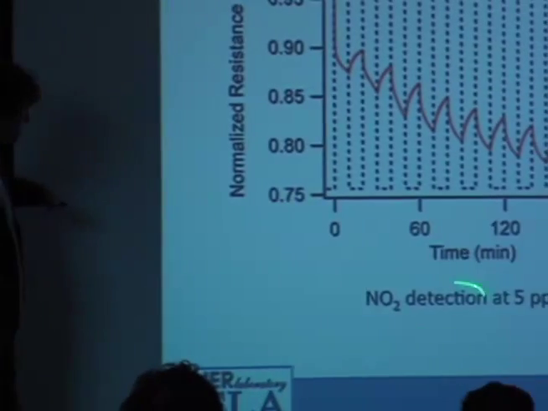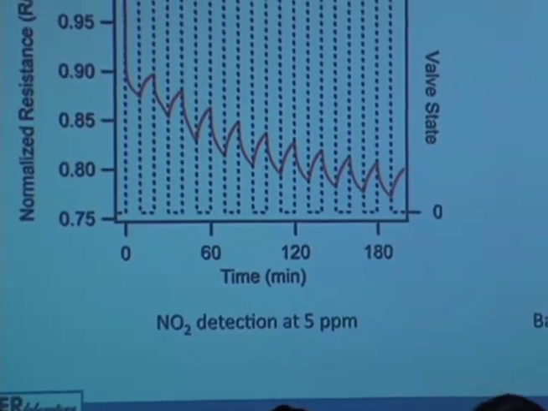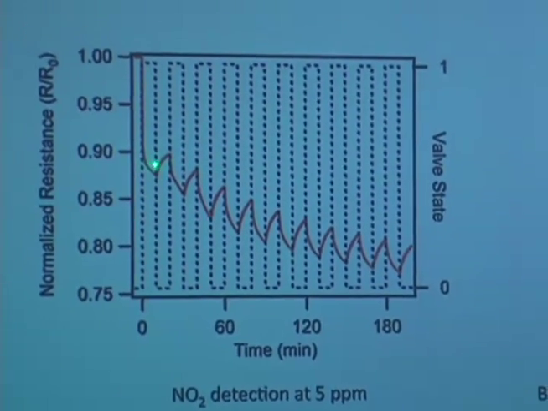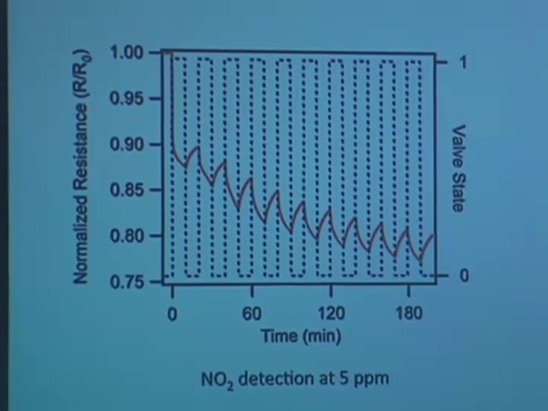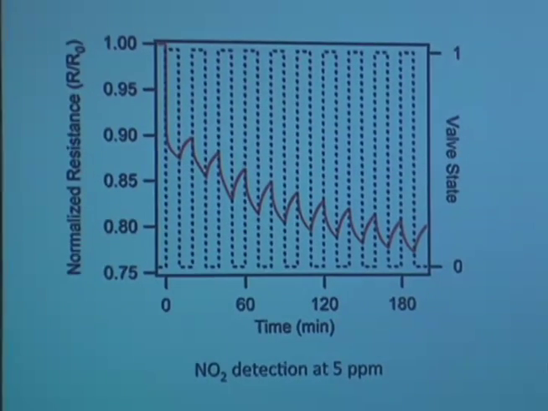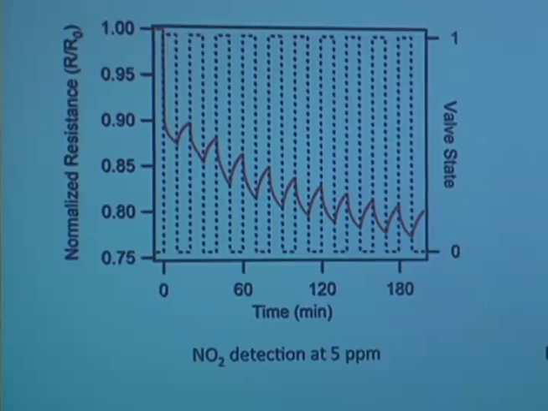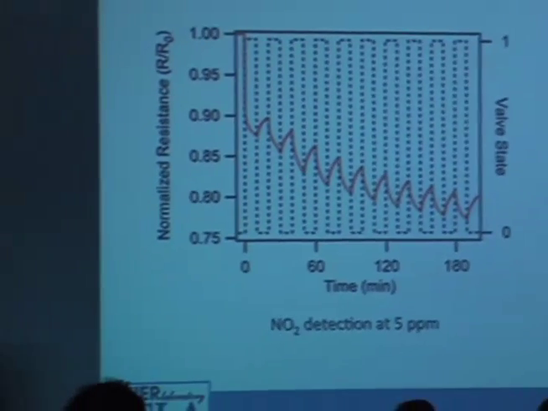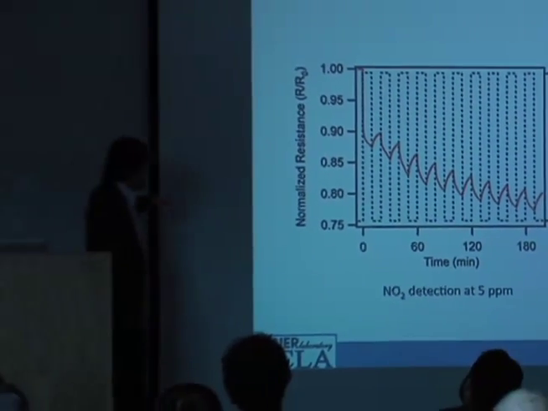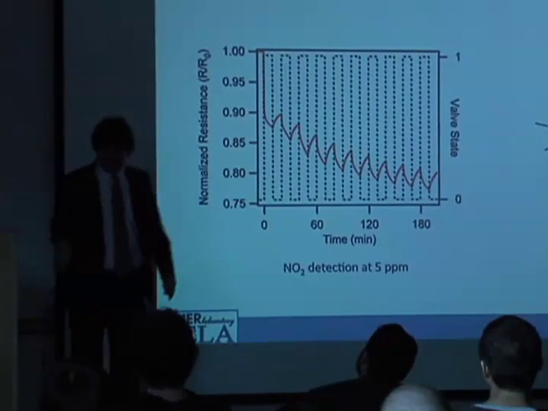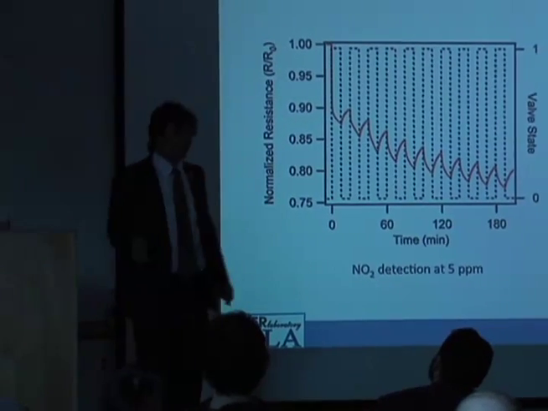Okay, if that's true, then if we withdrew electrons, we should see the inverse effect, and here it is. So here's NO2, electron withdrawing, 5 parts per million. Every time it sees the NO2, the resistance drops, so it becomes more conductive. Why is that? Because in this case, we're further p-doping it, so we're removing states from the valence band, so it becomes more conductive.